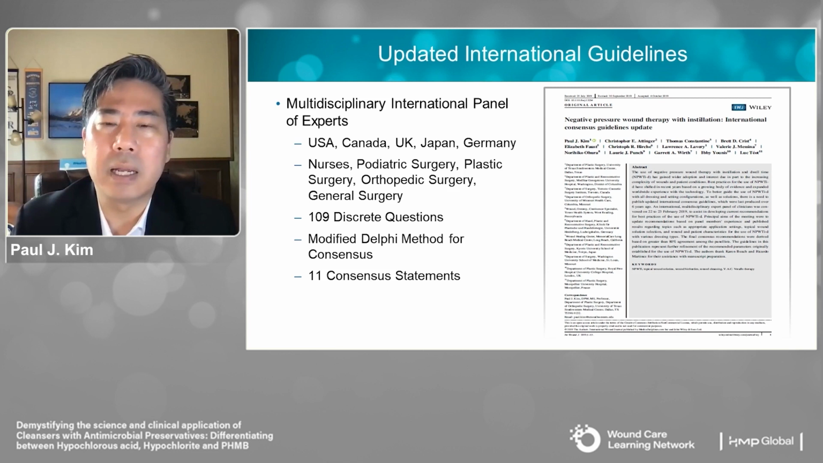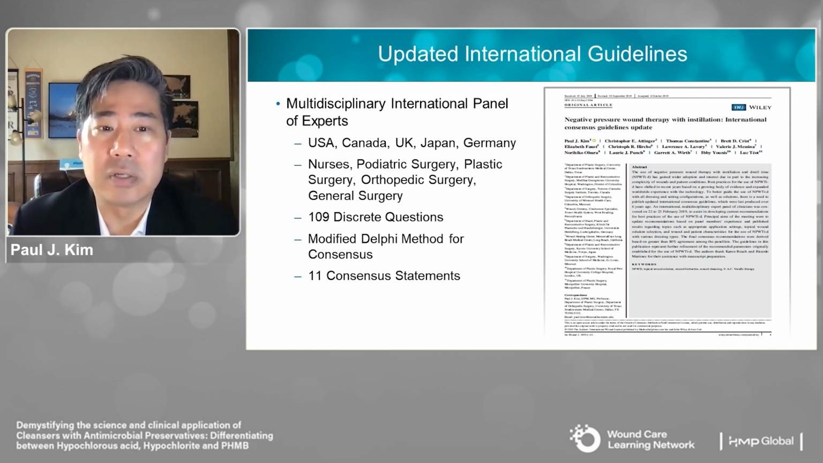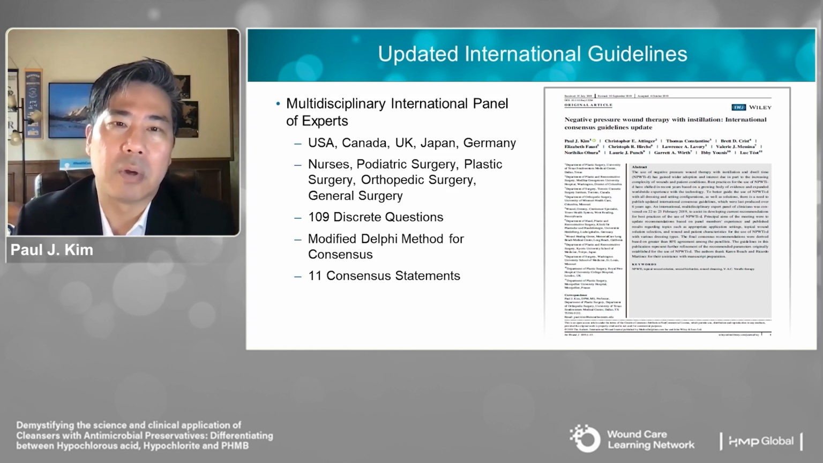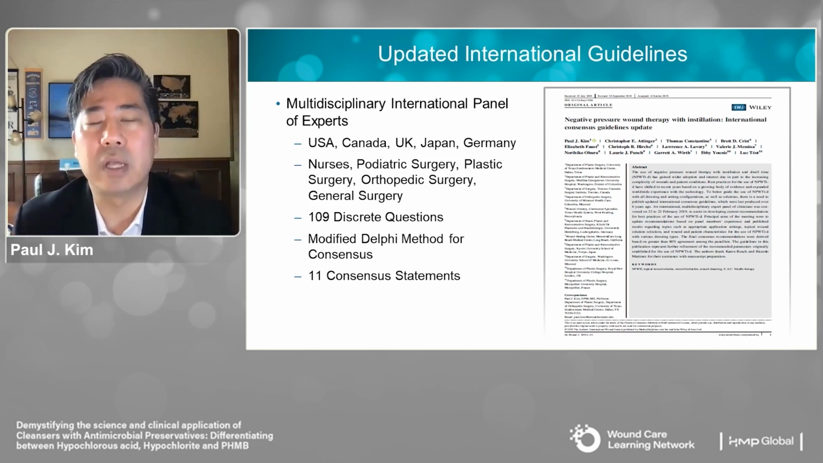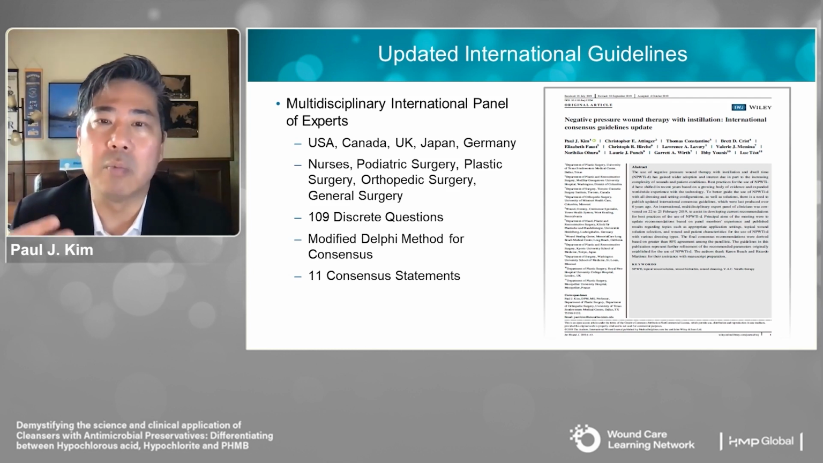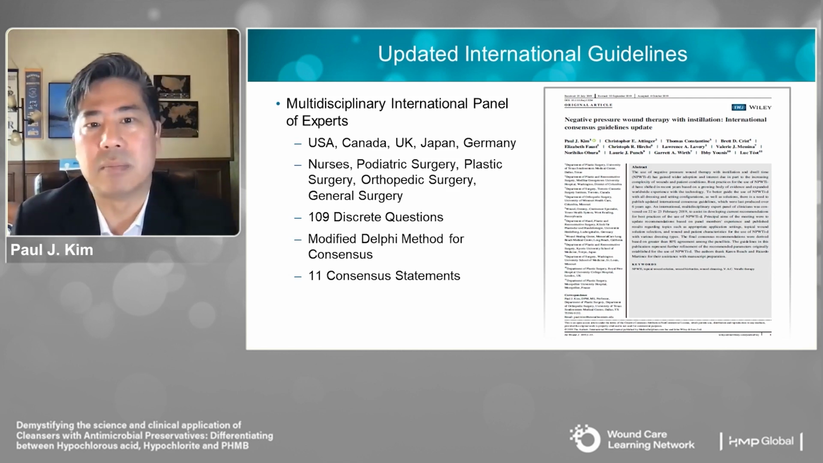And it encompassed multiple different countries, including the United States, Canada, UK, Japan, and Germany. And this included nurses, podiatric surgeons, plastic surgeons, orthopedic surgeons, and general surgeons. We were asking more clinical questions at this point. There were 109 discrete questions that were submitted to all of the panelists. And we did what's called a modified Delphi method for consensus. Essentially, the questions are continually circulated until we come up with agreement that we will include in this paper. And then ultimately we came out with 11 consensus statements.